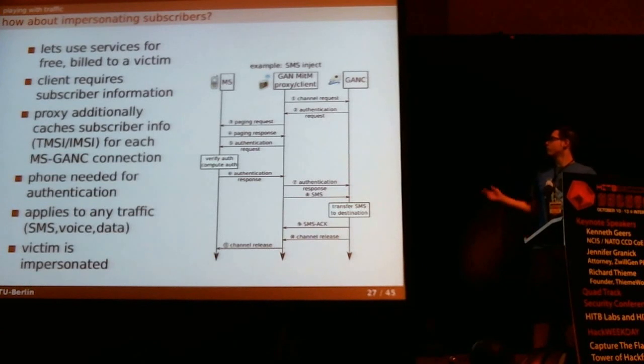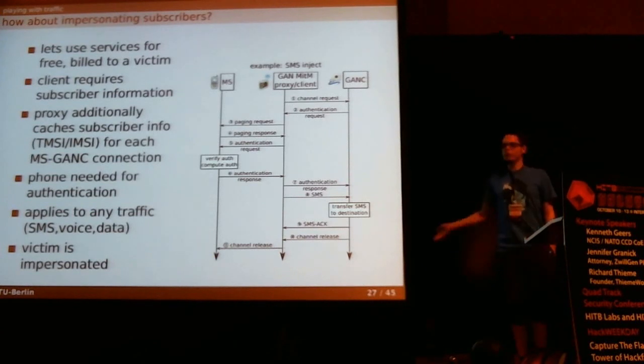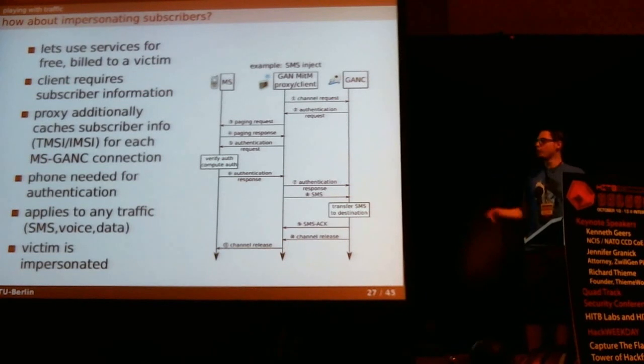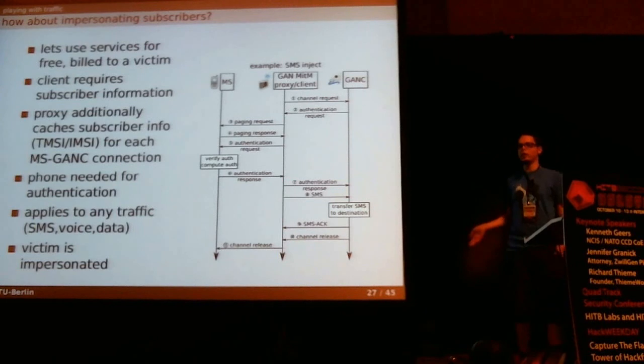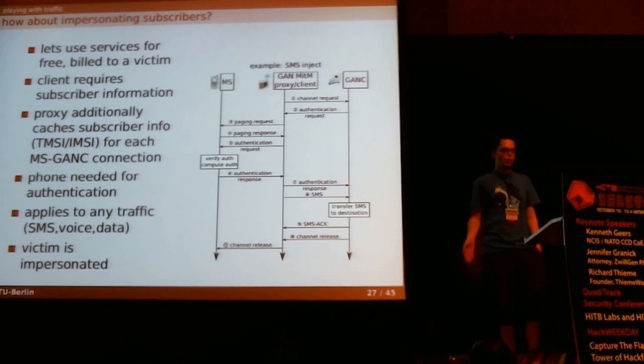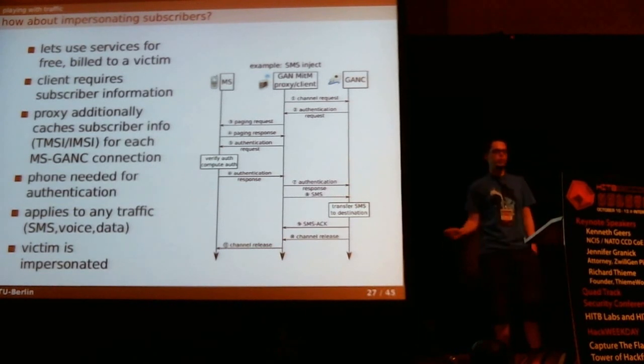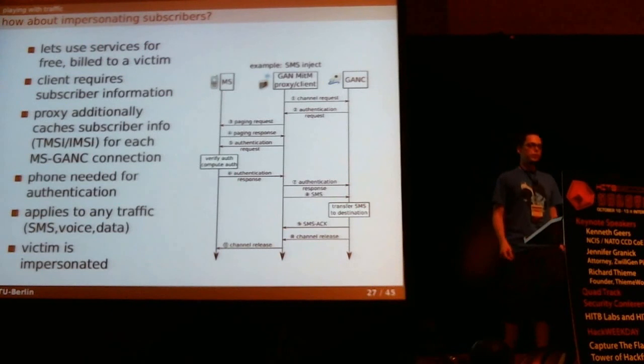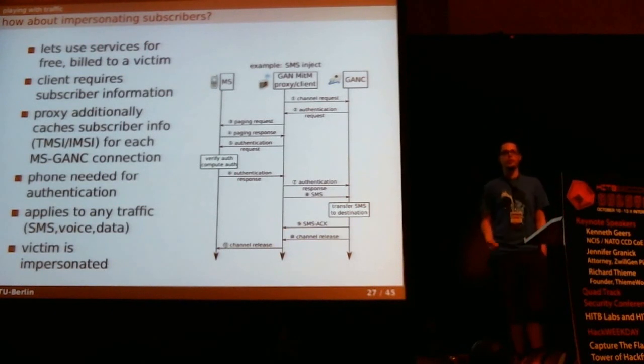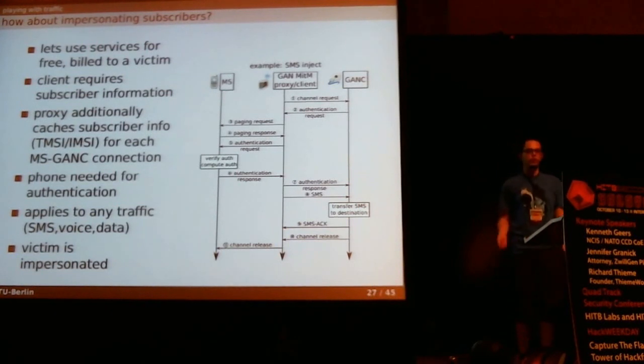So here's how it goes. The attack client first is requesting a channel. In this demo, we use SMS again. So it's requesting a channel so it can send an SMS. Afterwards, like I said, the network will request an authentication from the client, which we obviously can't answer. And we solve that by sending a paging request from the proxy to the actual victim. A paging request is what the network usually uses when there's an incoming service, like a phone call or a message. It just notifies the phone, hey, here's a service.